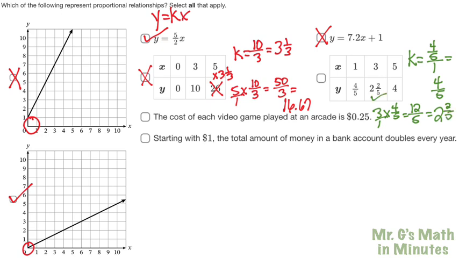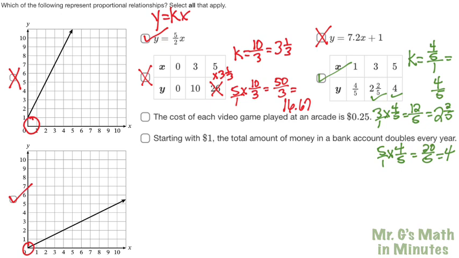And then if we do 5 times 4/5, that's going to give us 20 over 5. 20 divided by 5 is 4. So those numbers check out. That one is proportional. Then we've got our two descriptions.